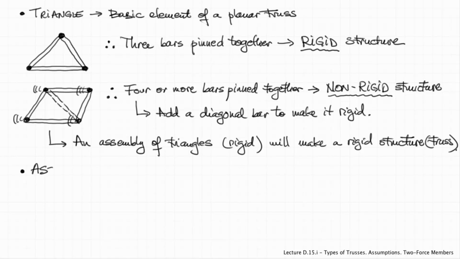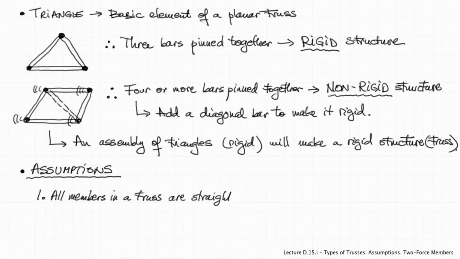Now, in order to simplify our calculations, we make a few assumptions, as we did in general for all structures. The first important assumption that we make is that all the members in a truss, which are straight members, are pinned to each other at their ends.